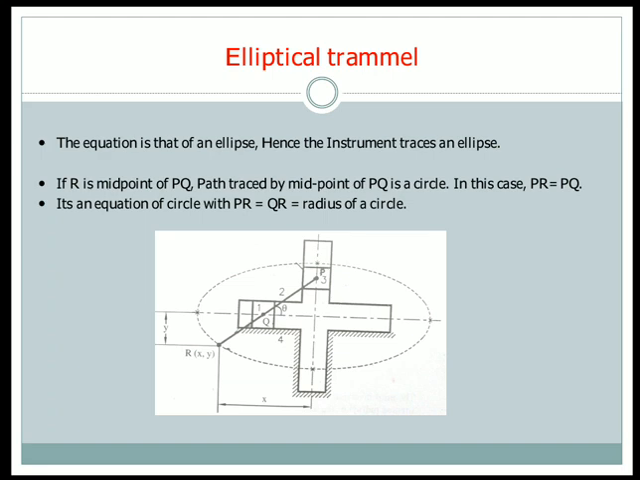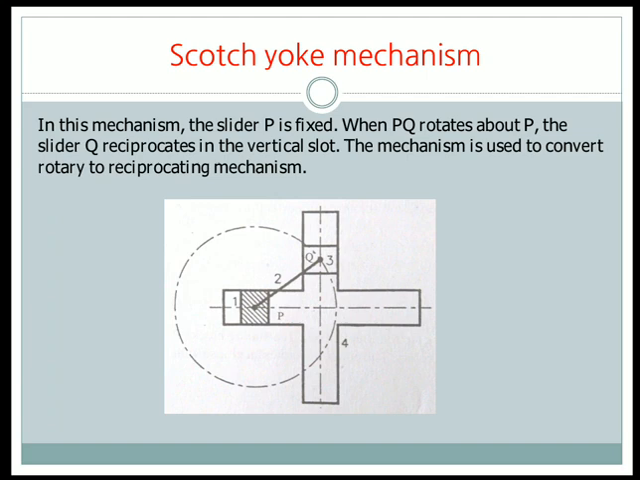Now we shall see the next inversion, that is Scotch yoke mechanism. In this mechanism you can see that link 1 is fixed, and link 2, link 3 and link 4 are all moving. When PQ, which is link 2, rotates about point P, the slider 3 and link 4 will also move. The slider Q reciprocates in the vertical slot, and along with that the frame 4 also moves. The mechanism is used to convert rotary to reciprocating motion.